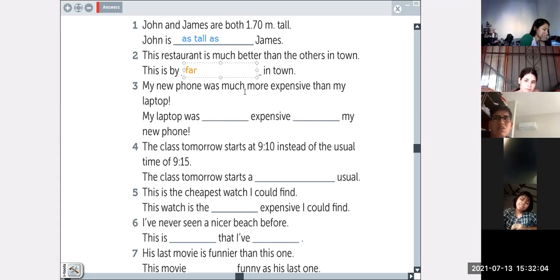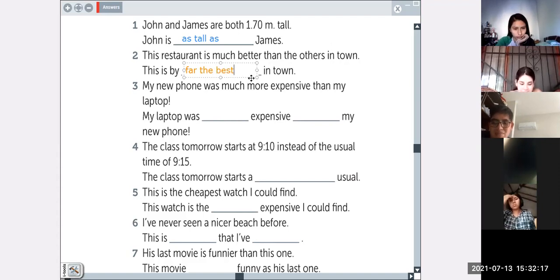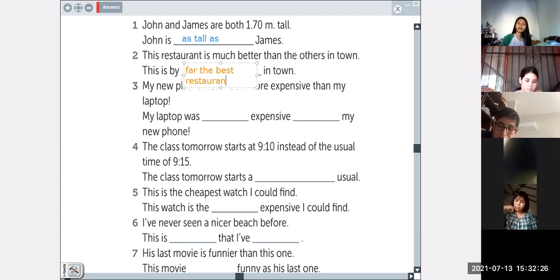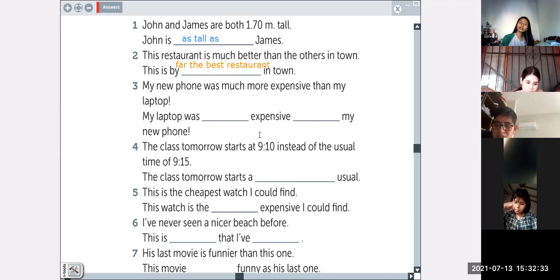By far the best. Okay, so please, guys. Yes, by far the best. Recuerde que siempre cuando ocupamos by far, ocupamos la forma de superlativo. Okay, by far the best restaurant in town. Let's go to the next one, please.